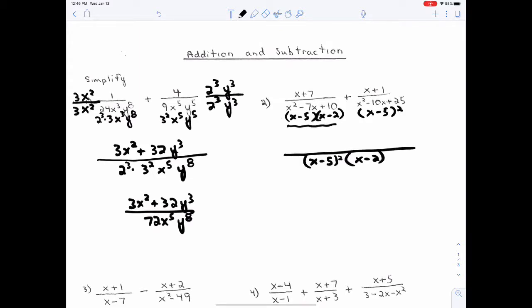Look at the first denominator. Look at the common denominator. What's missing from that first denominator? And what's missing is another x minus 5. So we have to multiply top and bottom by x minus 5.